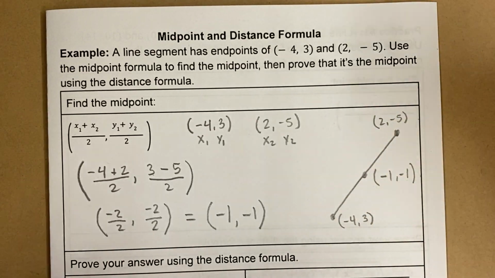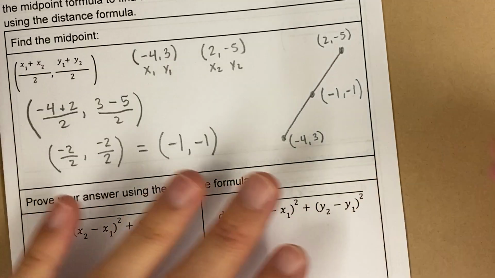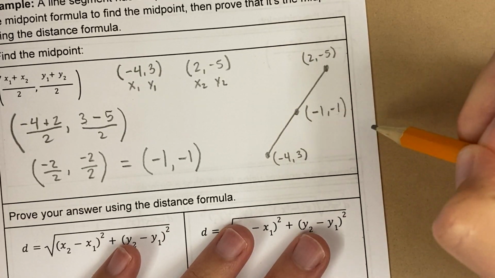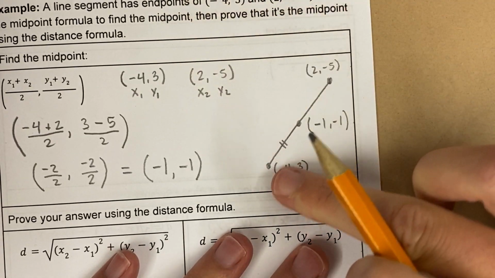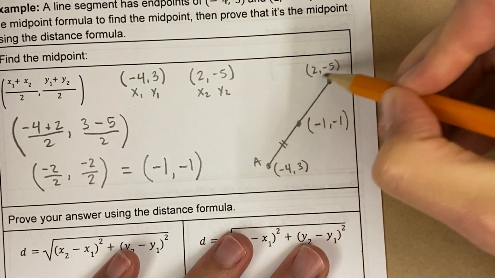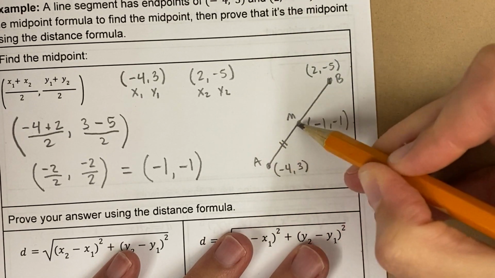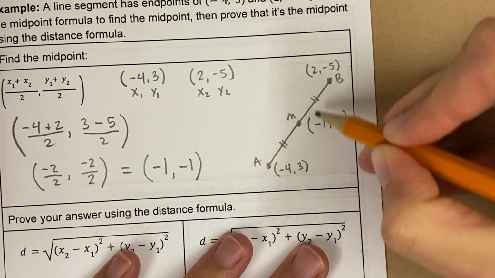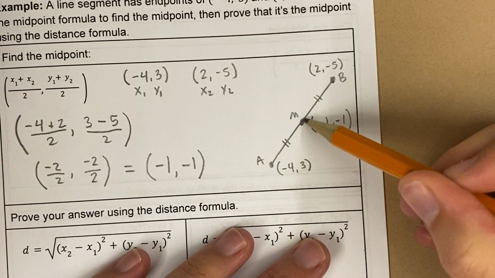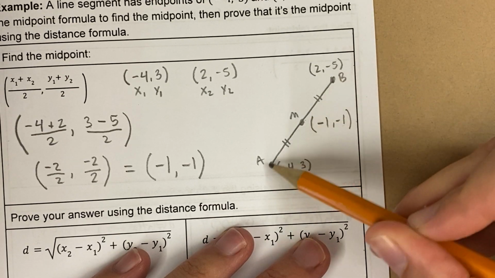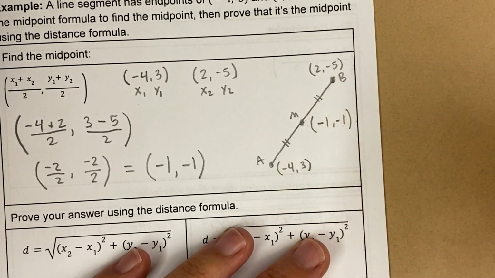Okay? Now, how am I going to prove my answer using the distance formula? Listen, if this is the midpoint, if I want to prove this is the midpoint, what I need to prove is that this segment here, let's call this A and B, and let's call this M for midpoint. I need to prove that AM is the same length as MB. That would prove that this is the midpoint if this length is the same as this length, because what it means to be a midpoint is that it divides the segment into 2 equal parts. It divides it in half.